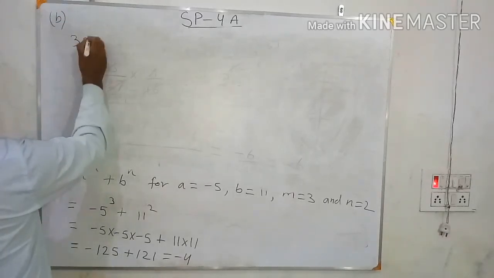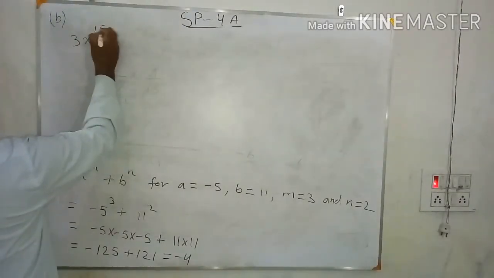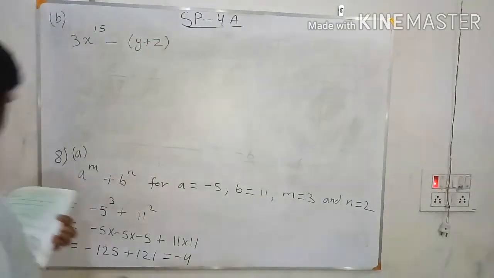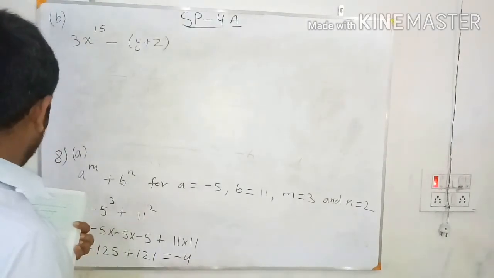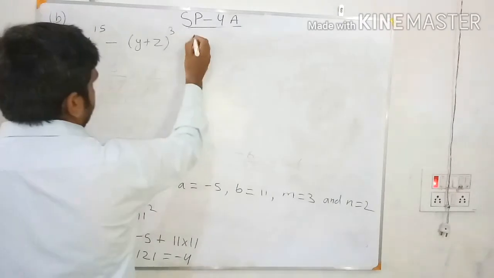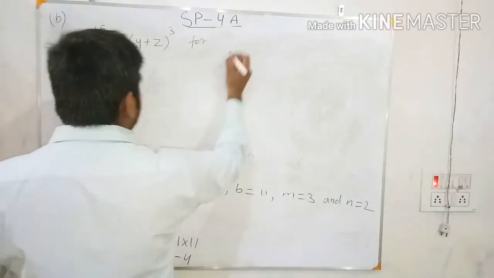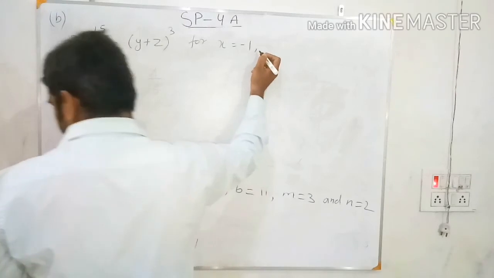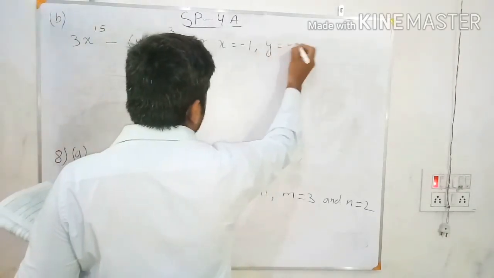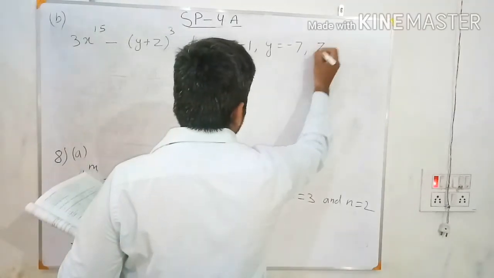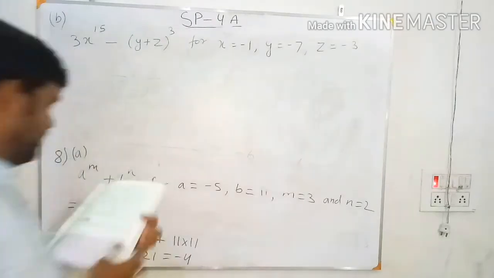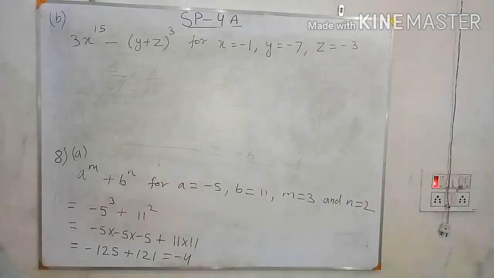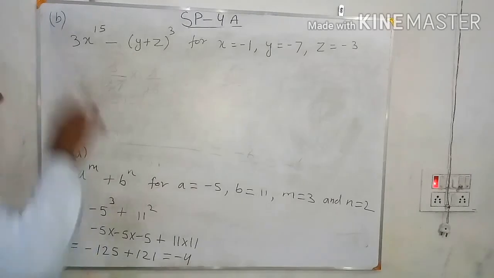3x to the power 15 minus y plus z whole cube, for x equals minus 1, y equals minus 7, and z equals minus 3. This is the last question of this exercise, self practice 4a.